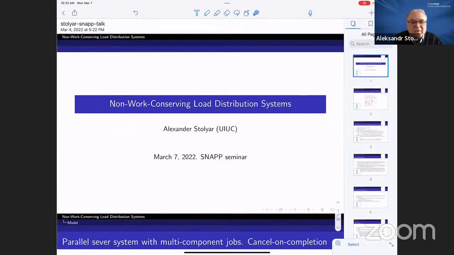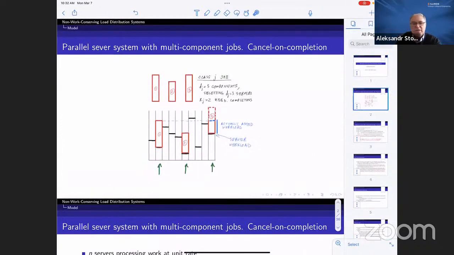Okay, thank you, Johan, for the introduction, and thanks everybody. So the subject is non-work-conserving load distribution systems, and I will jump right in. So this is the specific system which we are going to look at. And by the way, I know that the rules say that mostly people do not ask questions during the talk, but it's okay to interrupt. Please do that if necessary.